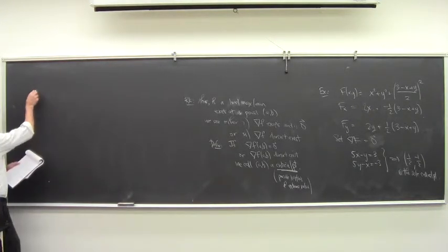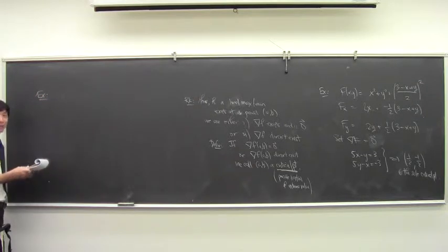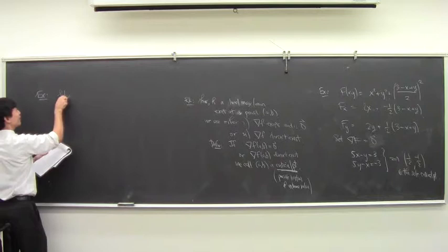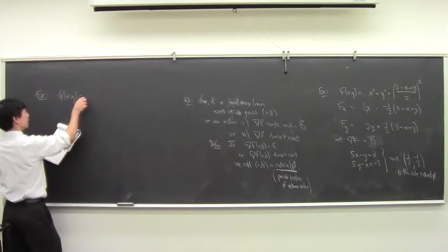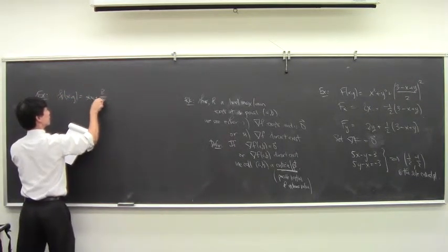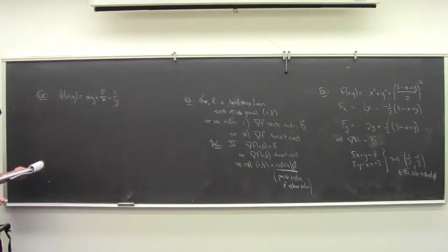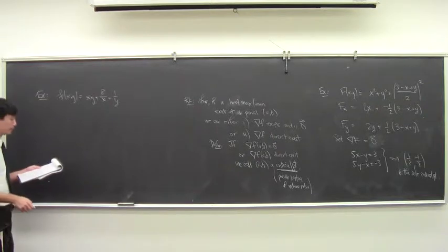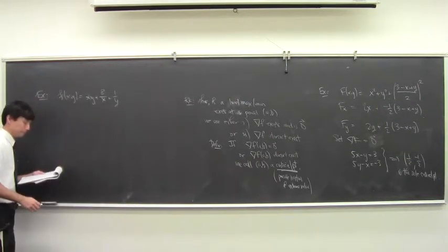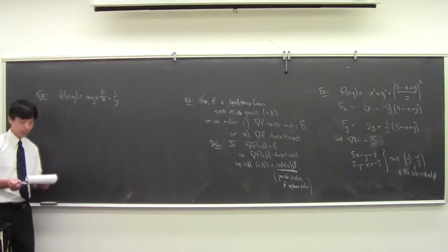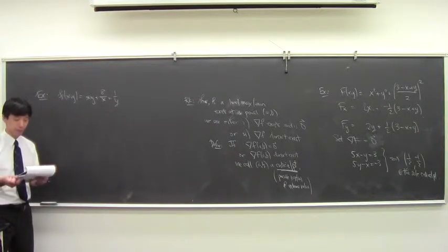Okay, another example. I'll just leave that hanging there to make you uncomfortable. Number 1, f of x, y is xy plus 8 over x plus 1 over y. Yeah, take 2 minutes and see if you can do this one. This one's a little bit trickier. Not as straightforward. See if you can do it.